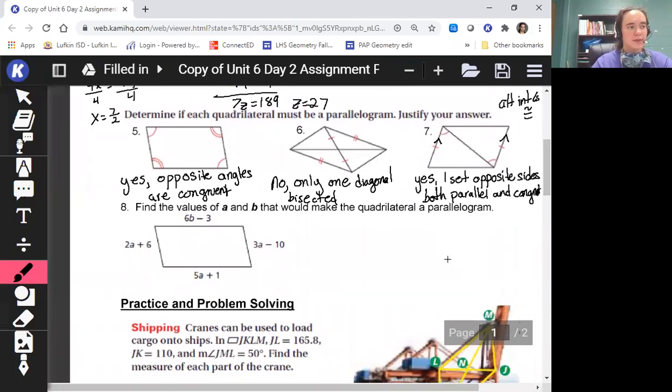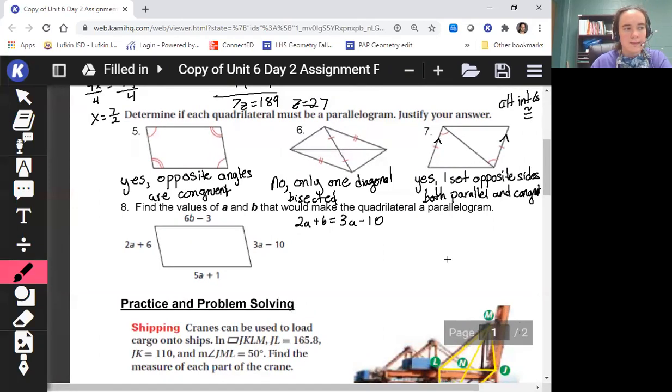And our last example on the guided practice, we want to find the values of A and B that would make the quadrilateral a parallelogram. So we have 3 things that have A in it and 1 that has a B. So we're going to deal with A first. And we have opposite sides that are congruent. So 2A plus 6 equals 3A minus 10.